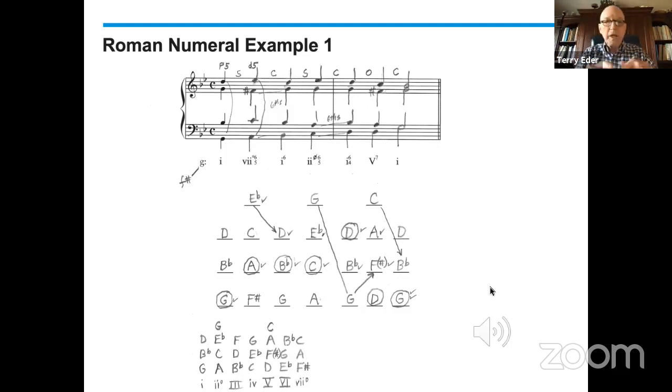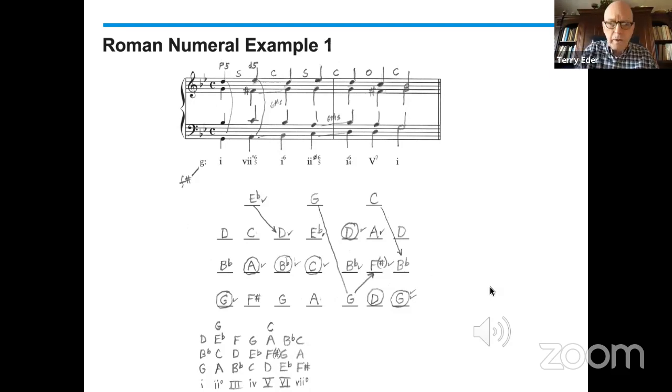So this particular exercise, I think, would get a perfect score. I didn't score it, but I'm pretty sure that everything is right there. No parallels that wouldn't be acceptable and that sort of thing. Sixths and thirds are going along fine.